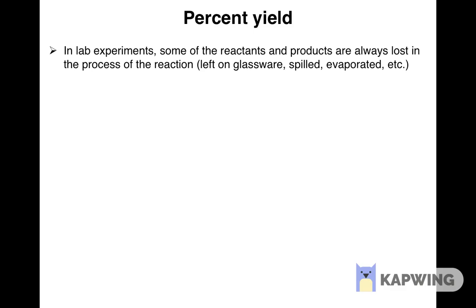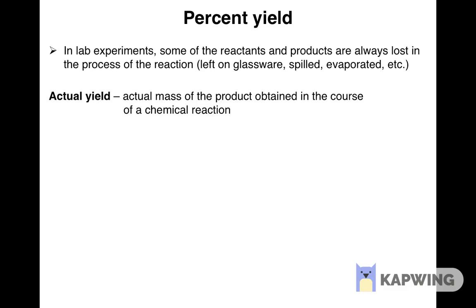Once a reaction is performed in the lab, the mass of the product of interest can be measured, and this mass is referred to as the actual yield of that product. The actual yield is found separately for each product.